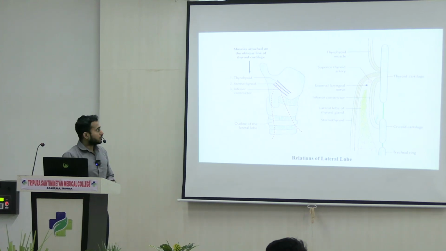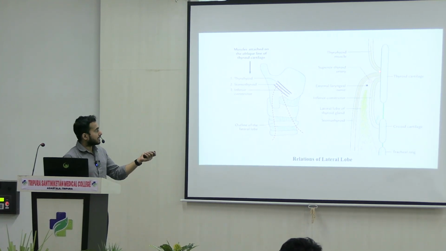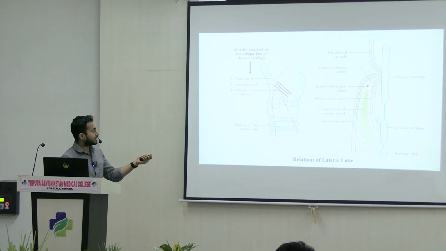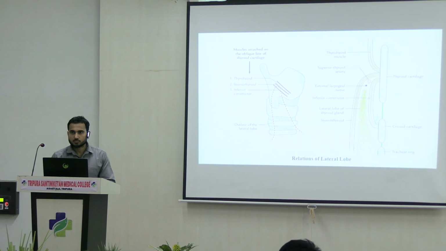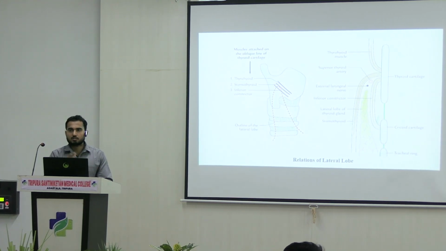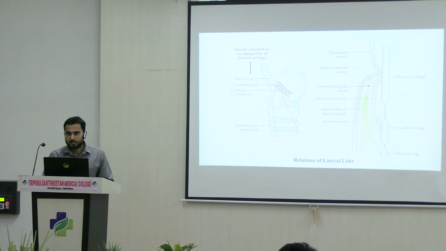Okay. Moreover, in the apex, we are getting two important structures, that is the superior thyroid artery and the external laryngeal nerve. Okay, these are the two important structures which are related to the apex also. Okay, superior thyroid artery, this we will discuss with the blood supply of the thyroid gland.